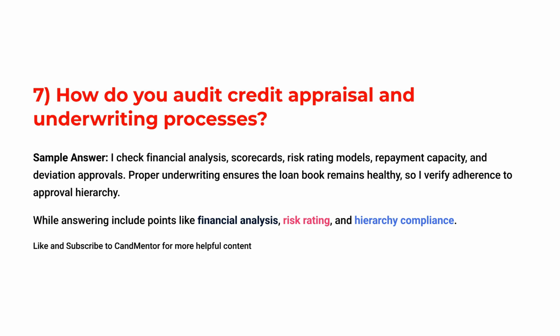How do you audit credit appraisal and underwriting processes? Sample answer. I check financial analysis, scorecards, risk rating models, repayment capacity, and deviation approvals. Proper underwriting ensures the loan book remains healthy, so I verify adherence to approval hierarchy. While answering, include points like financial analysis, risk rating, and hierarchy compliance.